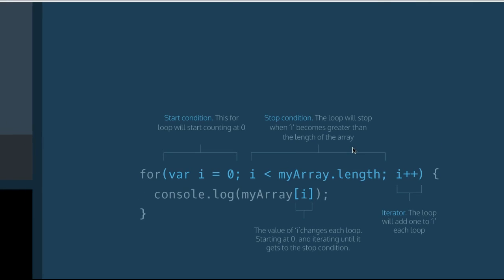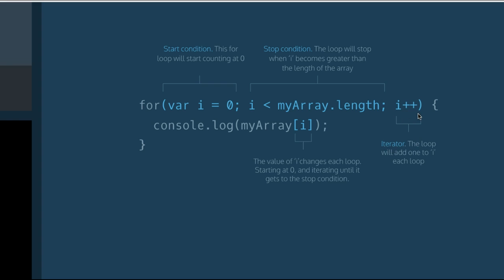And then we could just look at this here. It explains it. So our start condition is we initialize i to 0. So this for loop will start counting at 0. Our stop condition, the loop will stop when i becomes greater than the length of the array. Our iterator, i++, and it says the value of i changes each loop. So each time it goes through the loop, i is going to keep getting incremented, starting at 0 and iterating until it gets to the stop condition, which is where it becomes false.